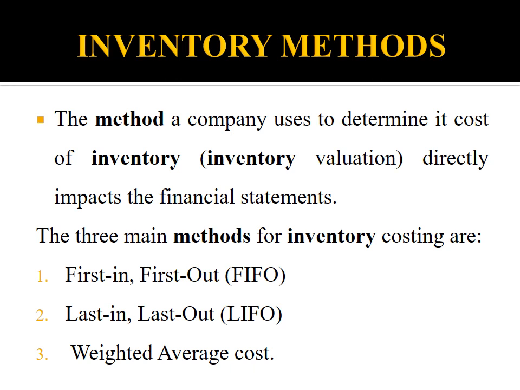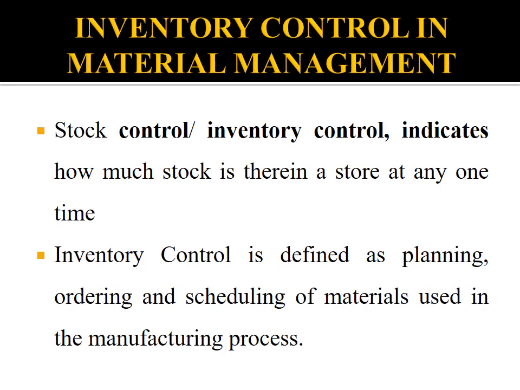So, in case of first in, first out, the first purchased goods are the first sold out, and in case of last in, first out, it assumes that the cost of the most recent purchase is the first cost charged to the cost of goods sold. And in case of weighted average cost, the cost is estimated in terms of a unit rate method.